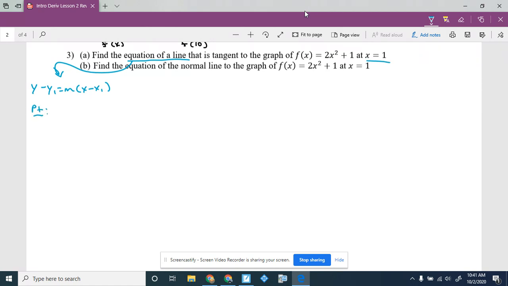We want it at x equals 1, right? That's the x value. So to get the y value, I would just do f of 1. So 2 times 1 squared plus 1. 1 squared is 1, times 2 is 2, plus 1 is 3. I get 3, right?